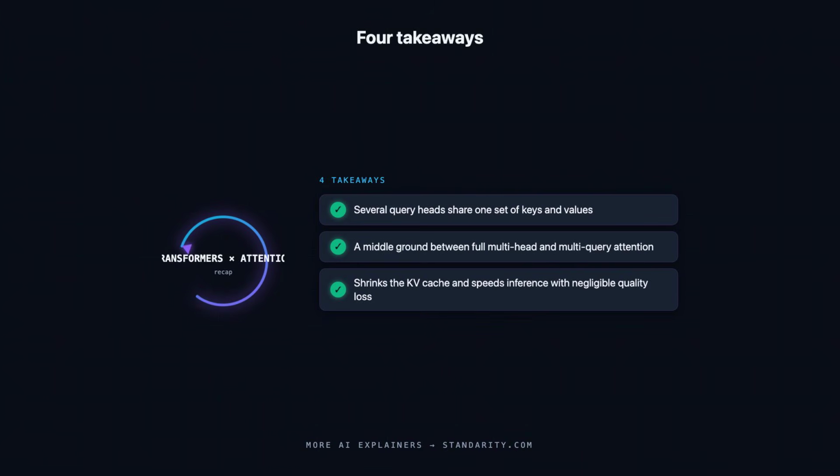The payoff is a much smaller KV cache and faster inference, with quality that stays essentially indistinguishable from full multi-head attention. That is why it is now the default in models like Llama and Mistral, tuned by a single knob, the number of key value groups.